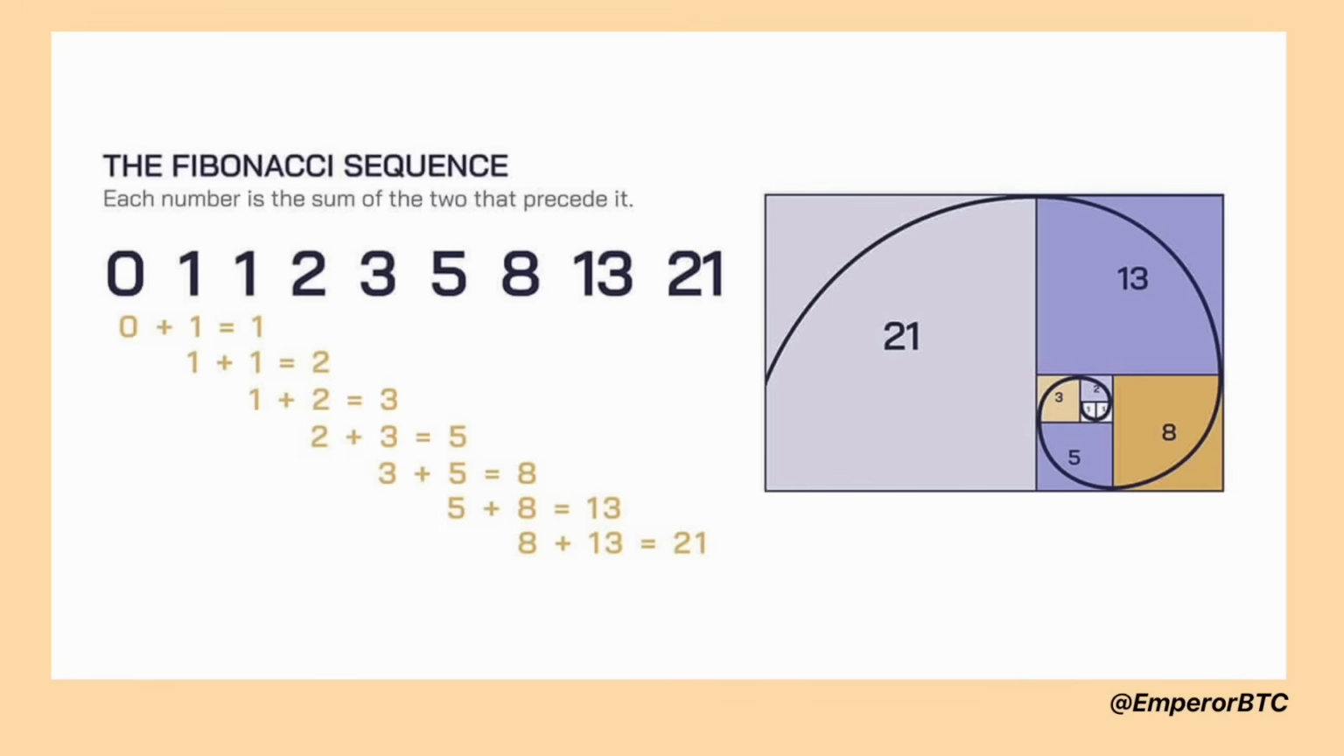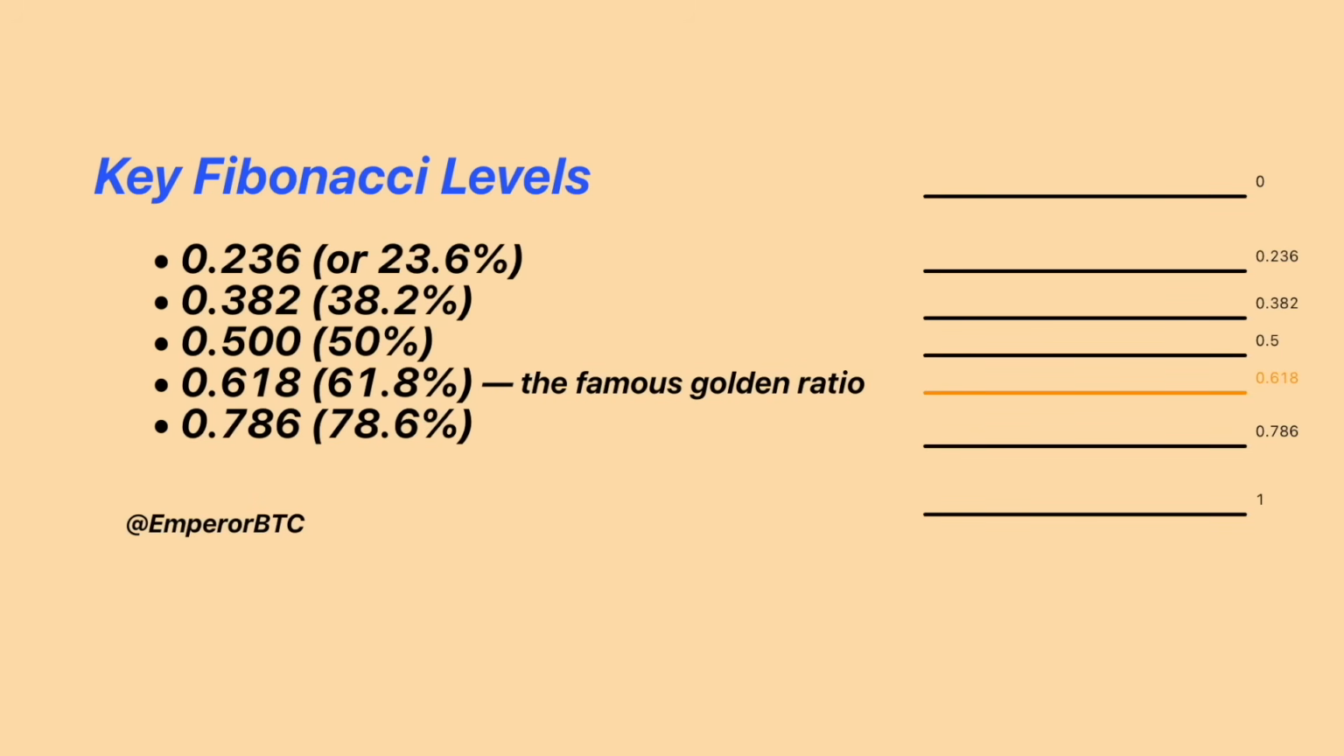Before we even touch the tool, let's quickly talk about where Fibonacci comes from and why traders care. Fibonacci retracement is based on a sequence discovered by the mathematician Leonardo Fibonacci. It goes like this: 0, 1, 1, 2, 3, 5, 8, 13, 21, and so on and so forth. Each number is the sum of the two before it. So why does it matter in trading? Well, from this sequence we derive key ratios that show up everywhere, in nature, architecture, even human behavior.